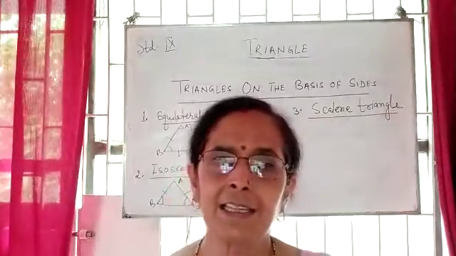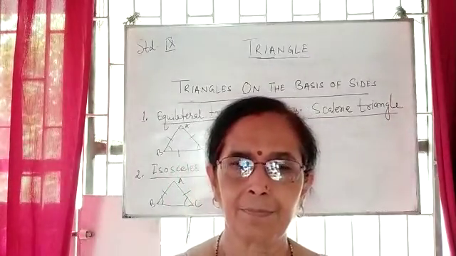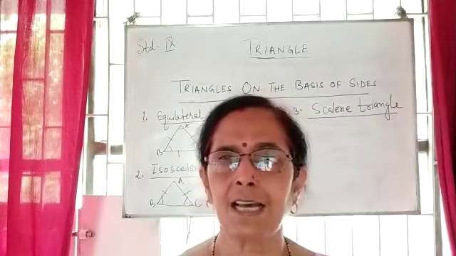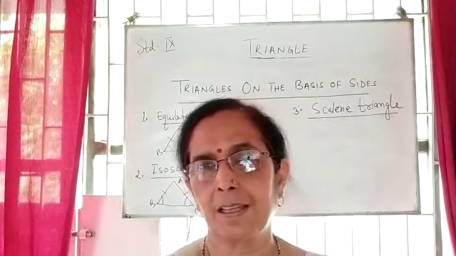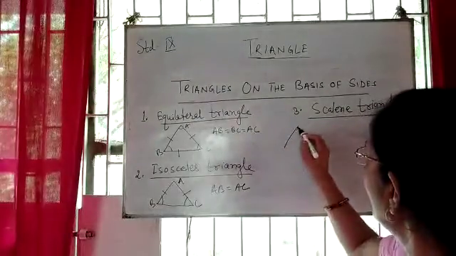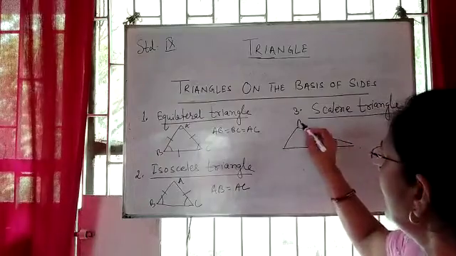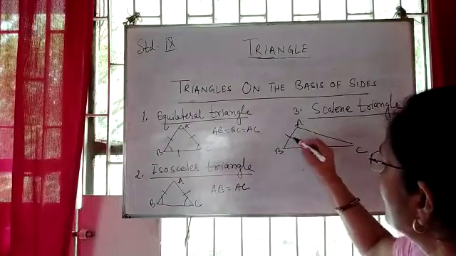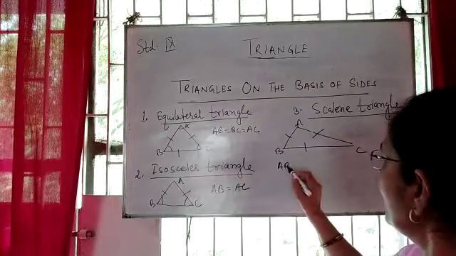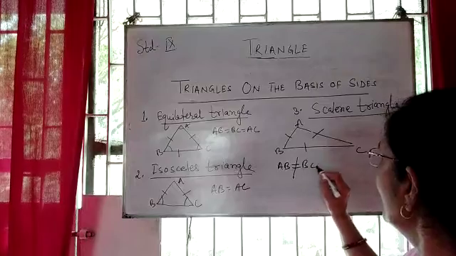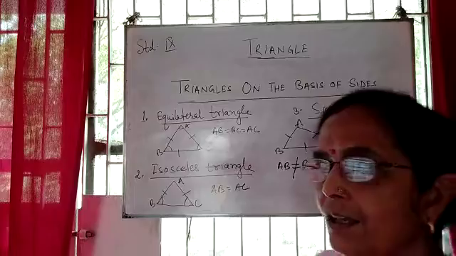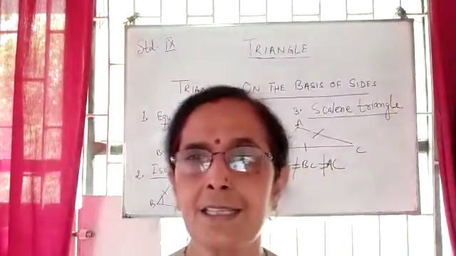And the third triangle in this category is a scalene triangle. A triangle in which all the 3 sides are different in measure is a scalene triangle. Now see, this is a triangle ABC. AB is not equal to BC, BC is not equal to AC. So what kind of triangle is it? It is a scalene triangle.